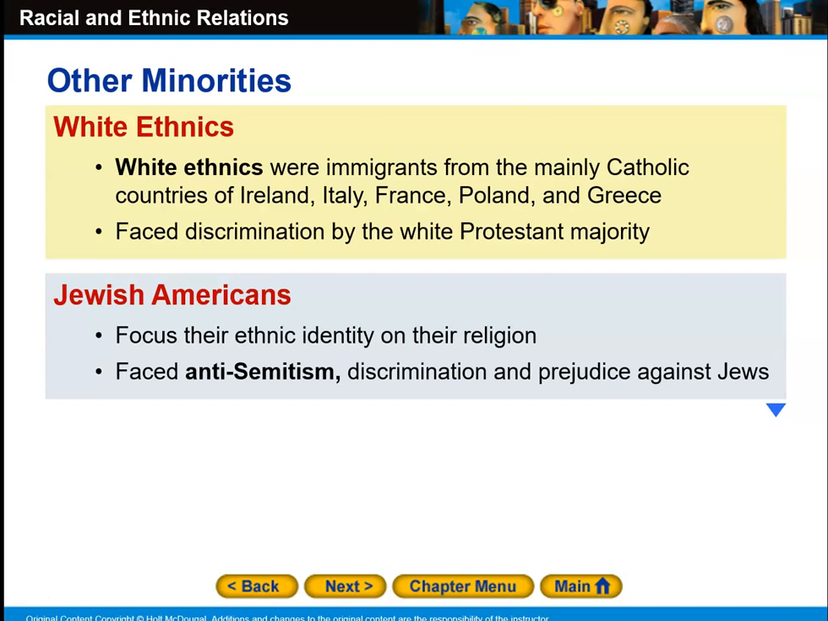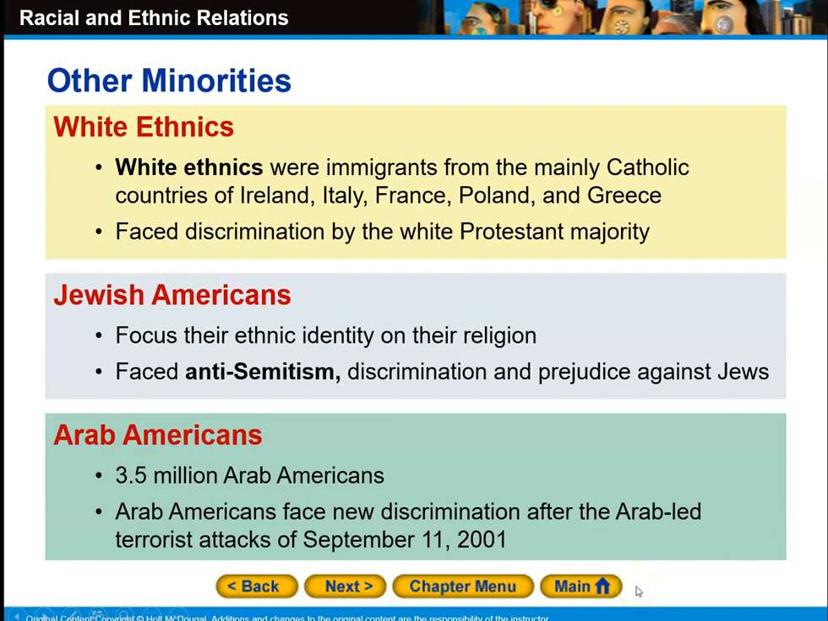They focus their ethnic identity on their faith, and they have historically faced anti-Semitism, which is prejudice and discrimination against Jews. Historically, they've experienced it everywhere they've gone. You see it in Europe, and you see it in the Middle East. You see it to some extent in Africa. You see it here in the United States. So Jewish people have had it pretty rough just because of anti-Semitism.